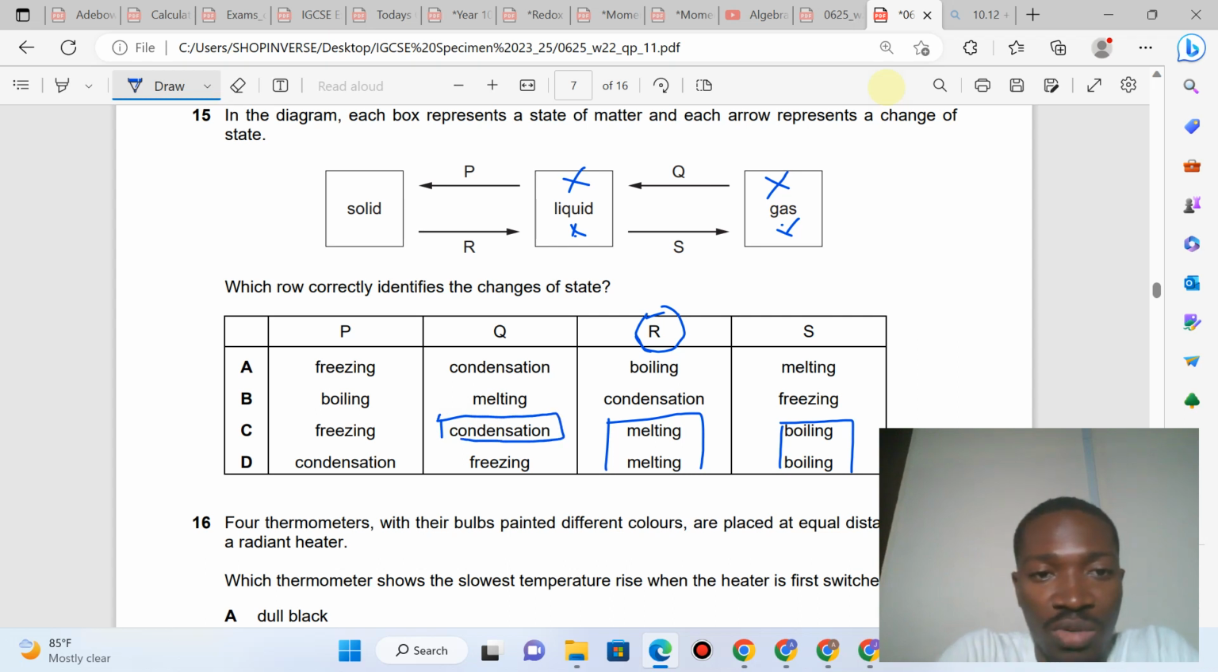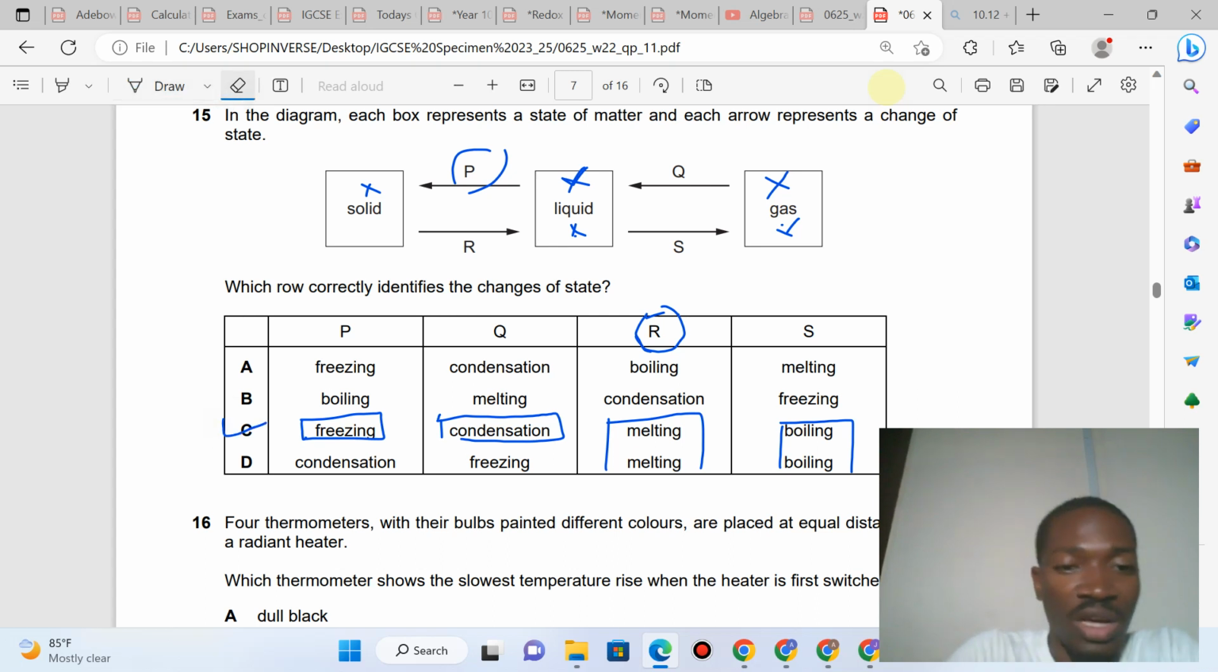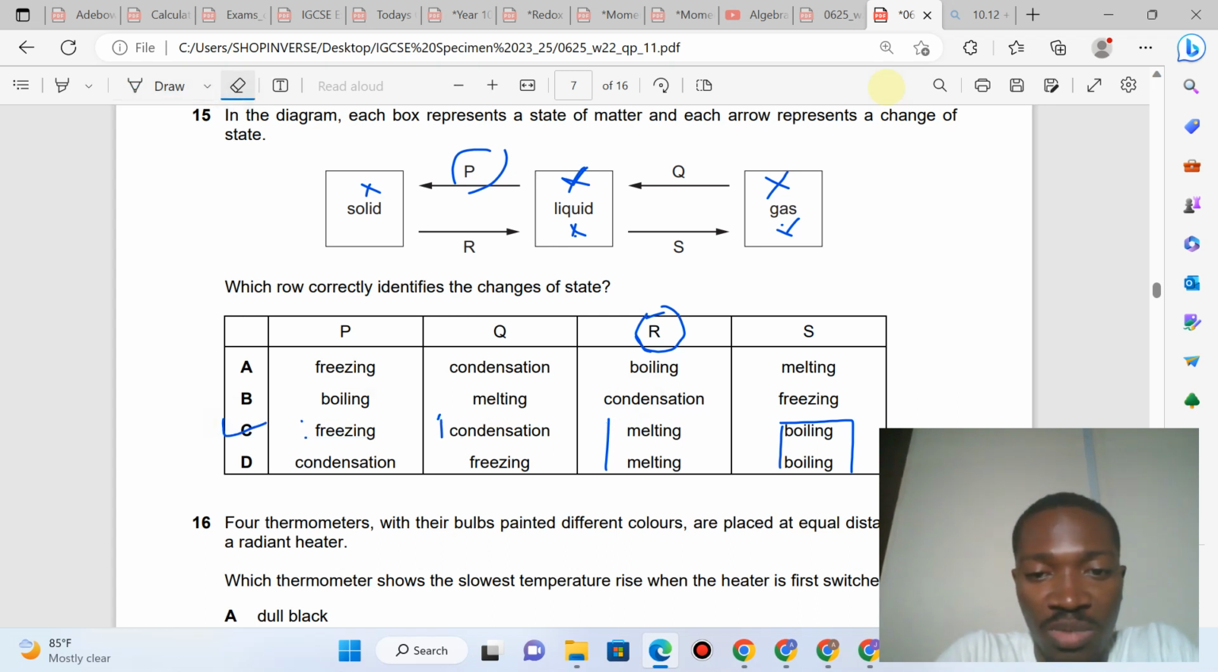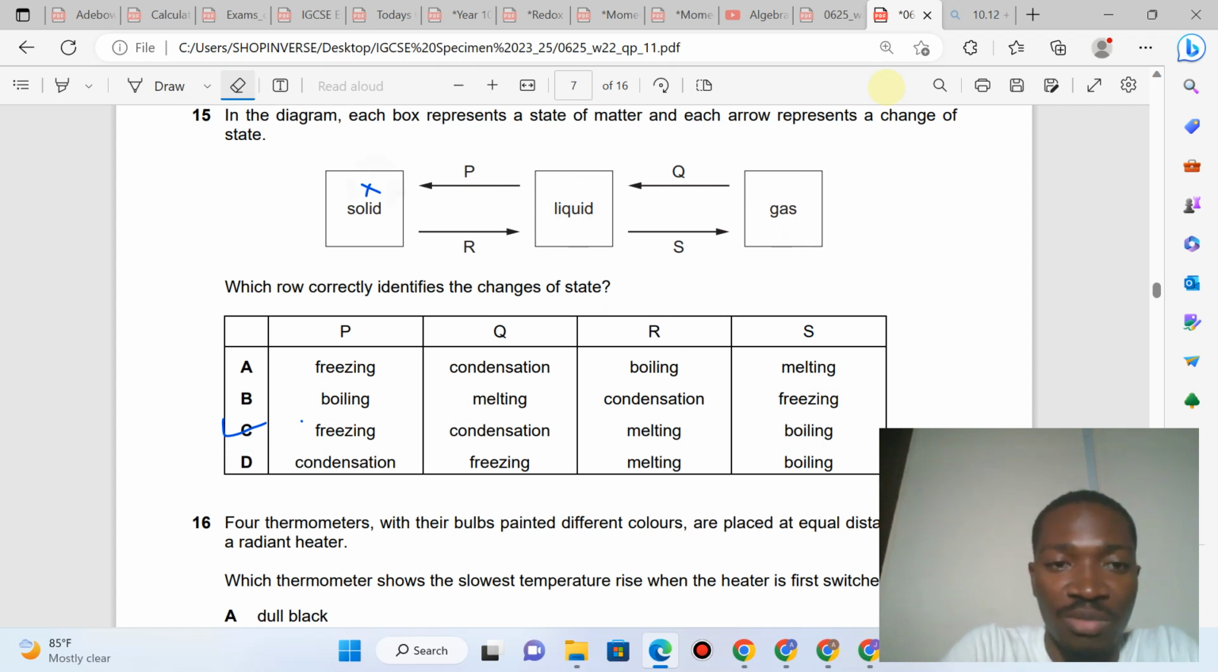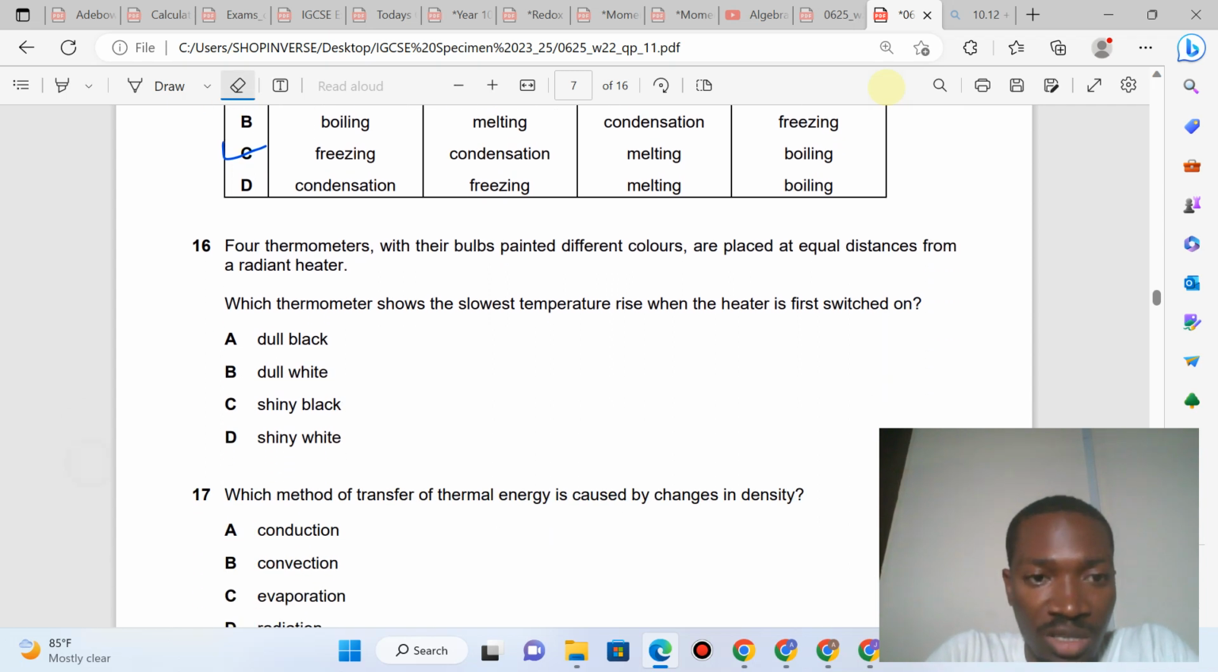Then let's go to liquid to solid. Liquid to solid is freezing. So P should be freezing. So option C is the only correct answer to this, because it's only in option C that all the options are correct. The rest of them are not correct. If you're answering questions of this type, you just have to start from somewhere and then make sure you touch everything.